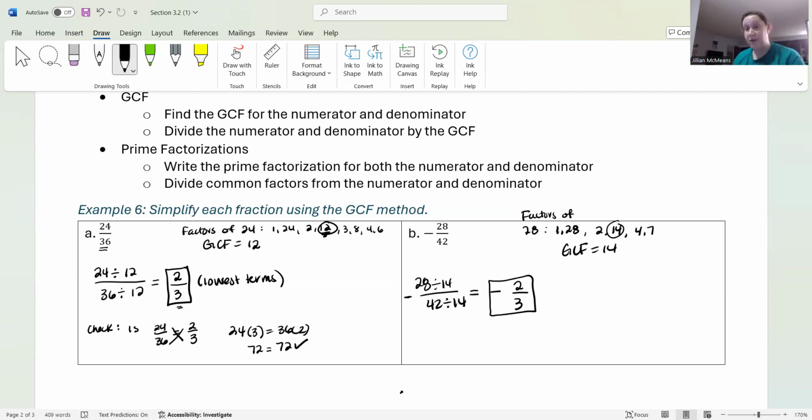Now, what makes this method hard is finding the GCF, but if you quickly come upon the GCF, it's really, really easy to reduce using that method. Now, let's look at the prime factorization method.